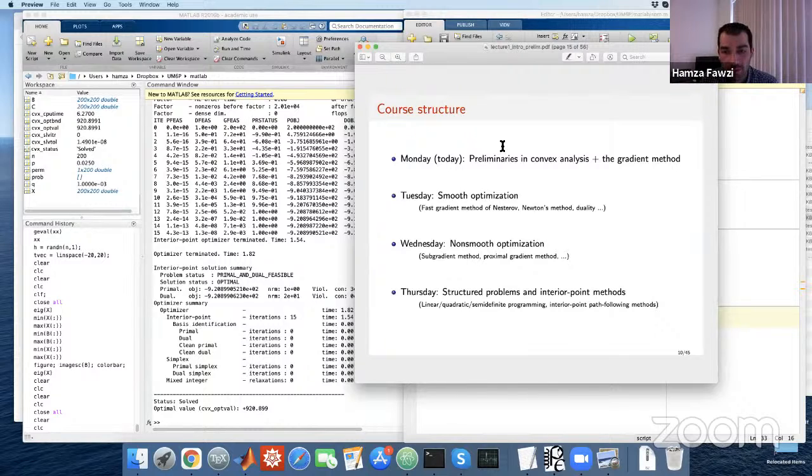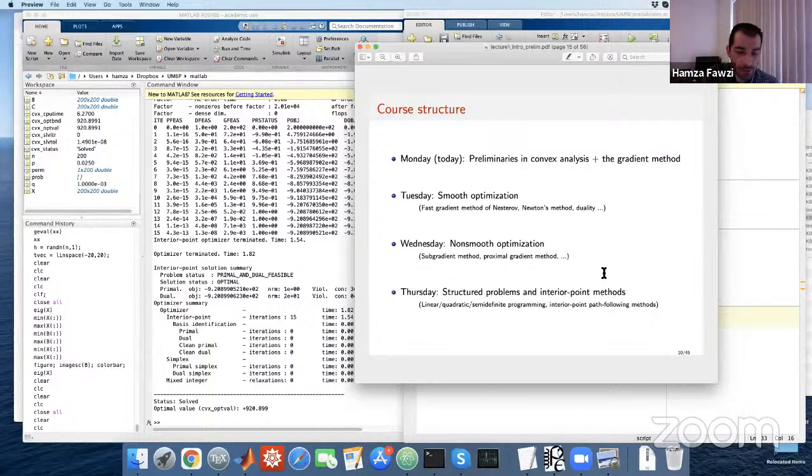And then on the last day, I will talk about some more advanced algorithms called interior point methods and path following methods. These are usually applied to structural problems, so things like linear programming, quadratic programming, and semi-definite programming. These are algorithms that allow you to reach good accuracy.